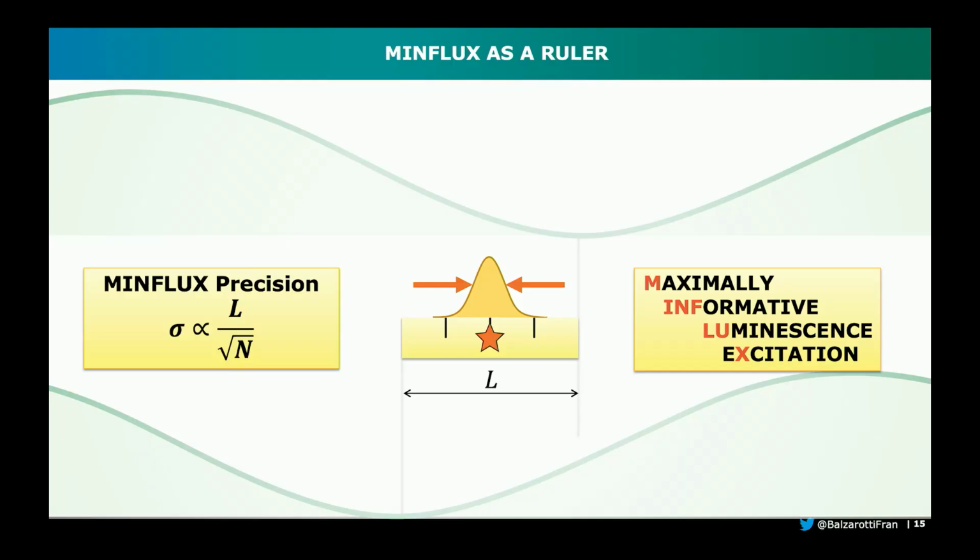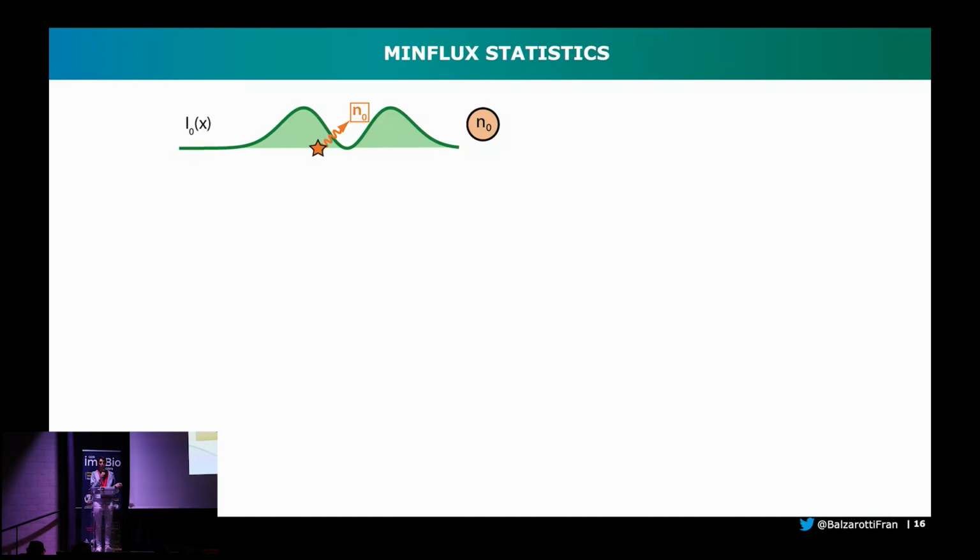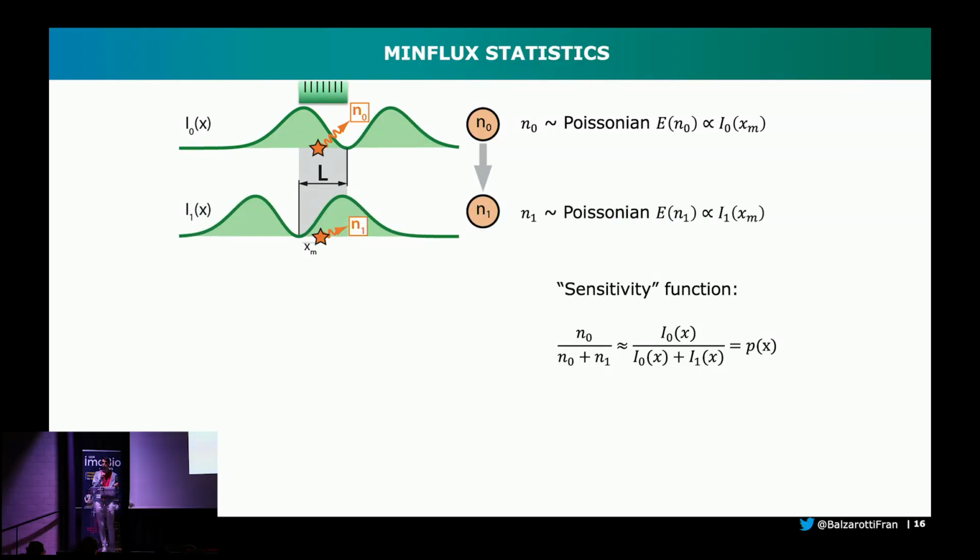So this gives you a bit of a flavor of why this scales with a geometric parameter directly, and this geometric parameter is the distance between these sequential beams that you used. If we put some math on it, the numbers of photons that we collect are modeled as Poissonian emission in a given exposure time, and their mean is proportional to the intensity that is exciting the molecules.